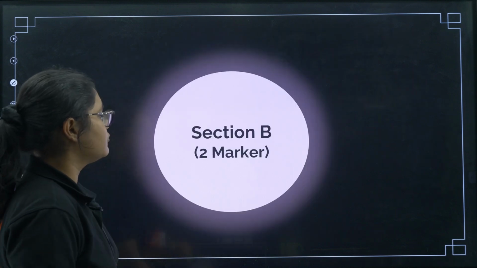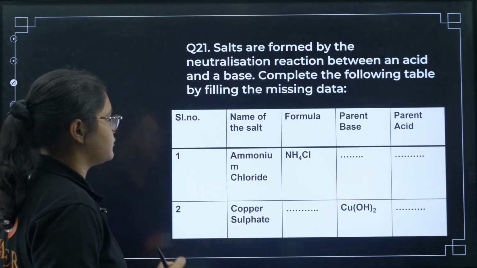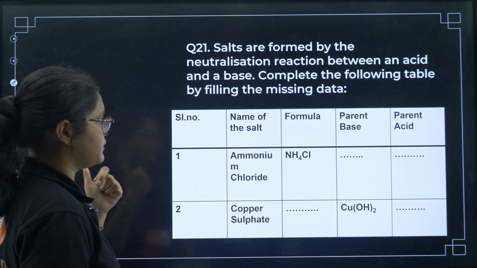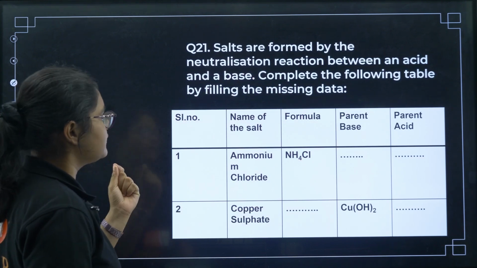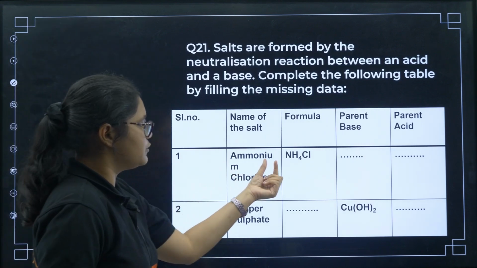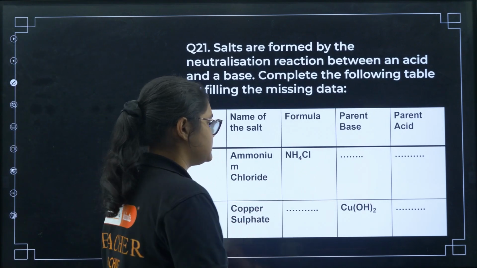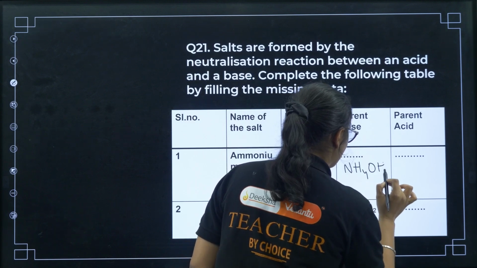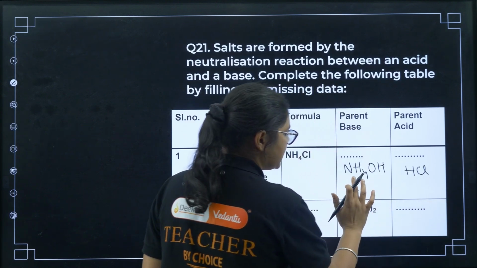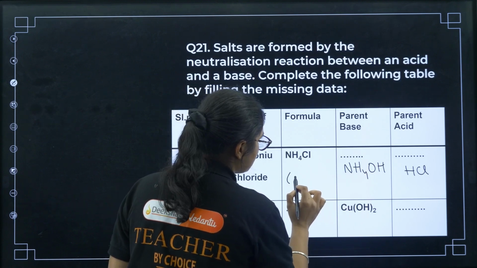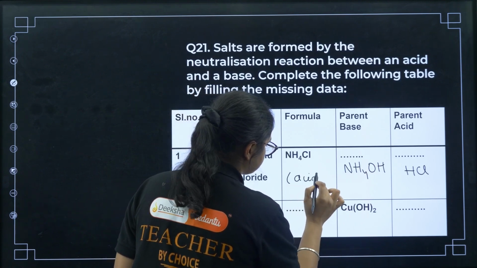Okay, now we'll move towards 2-marker questions. So there is one 2-marker question here. Salts are formed by the neutralization reaction between an acid and a base. Complete the following table by filling in the missing data. Okay, this is a very simple question. You know NH4Cl, it is from the base NH4OH, okay, and the acid is HCl. So it is a weak base and strong acid. So which type of salt is this? This is an acidic salt.